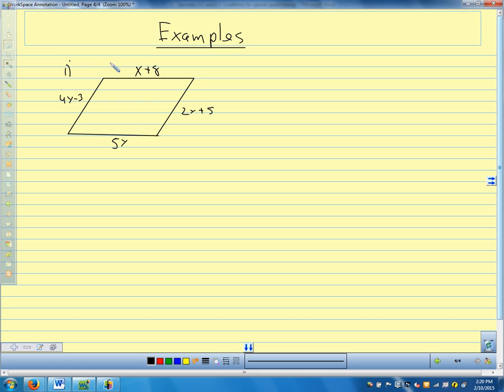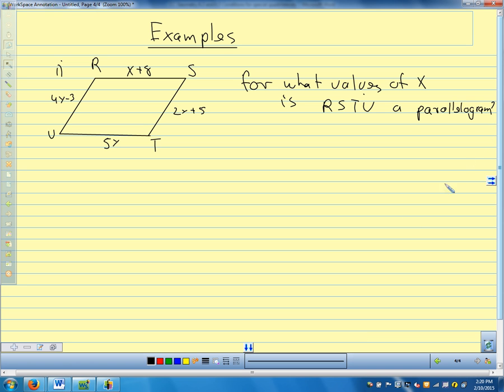All right, and we're going to say that this is our STU. And the question is, all we know is that this is a quadrilateral. The question is for what values of x is our STU a parallelogram? Well, in order for it to be a parallelogram, what has to be true about the opposite sides? They have to be the same. So pairs of opposite sides have to be the same.